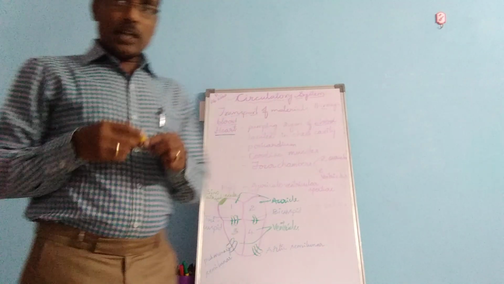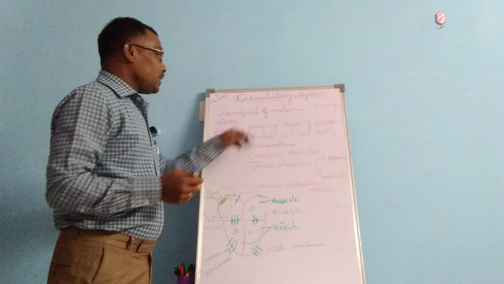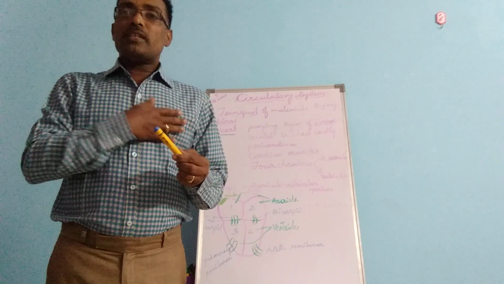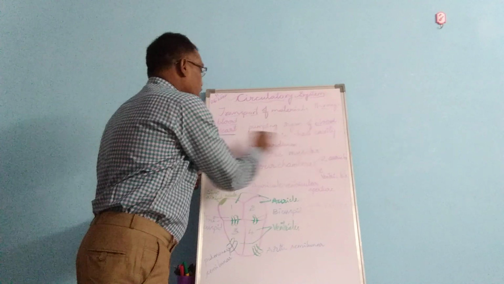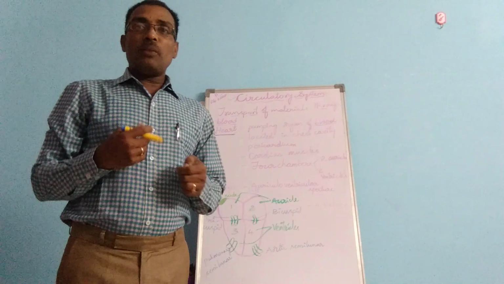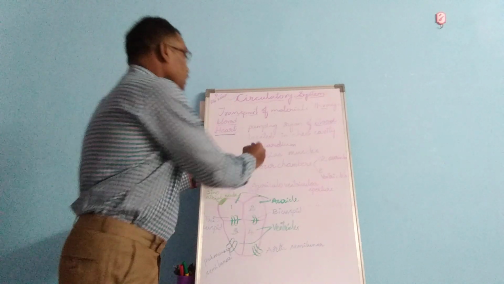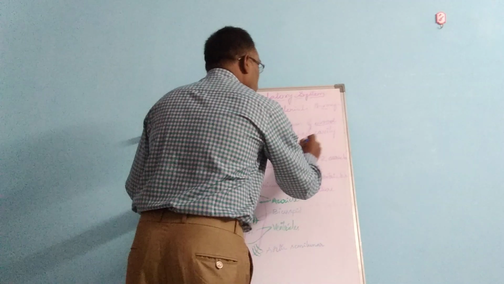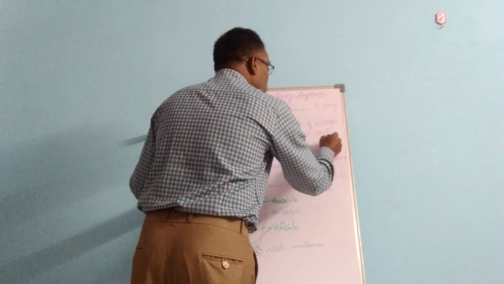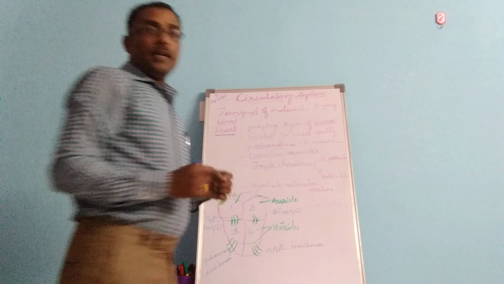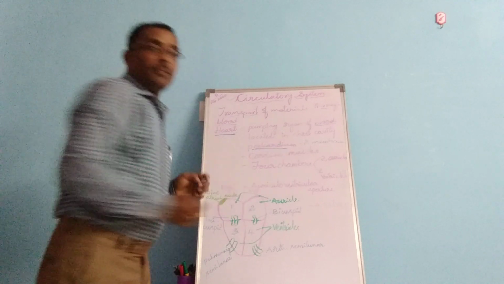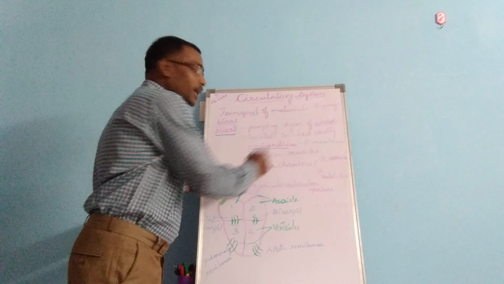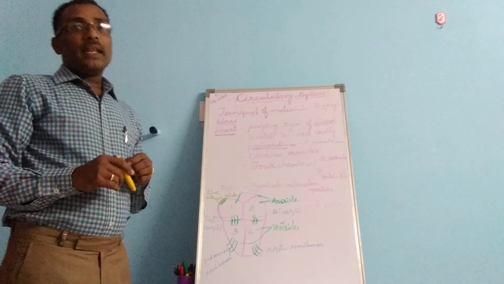Okay, now we can see the structure of the heart. Our heart is located in which region? Our chest region, on the left side of the chest cavity. And the heart is covered with two membranes, and the two membranes together are called the pericardium. What is that? Pericardium. Pericardium is the double walled membrane covering the outside of the heart.